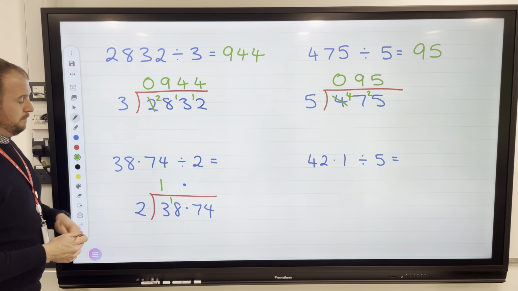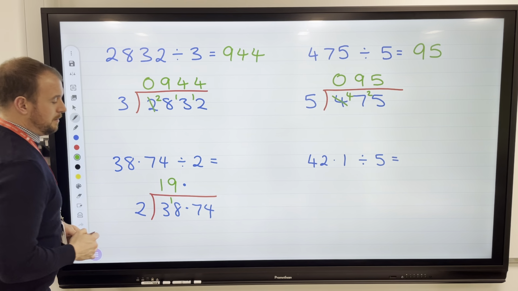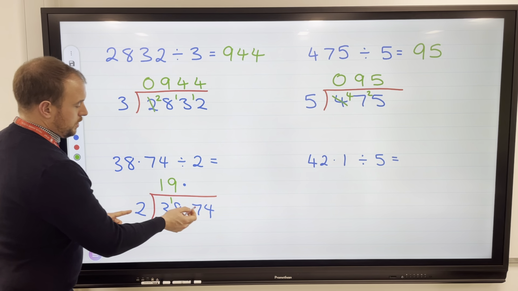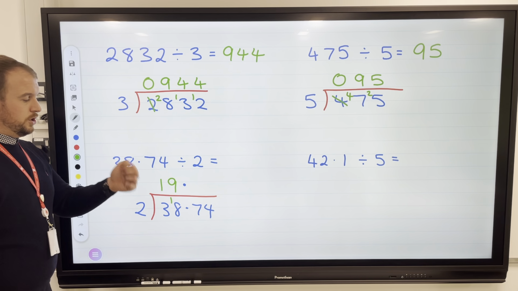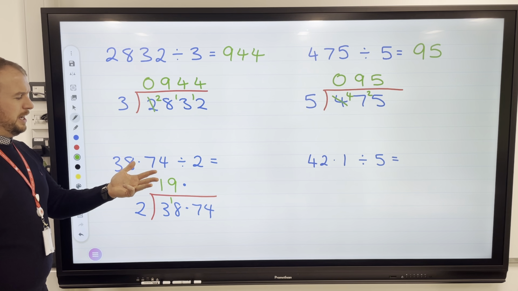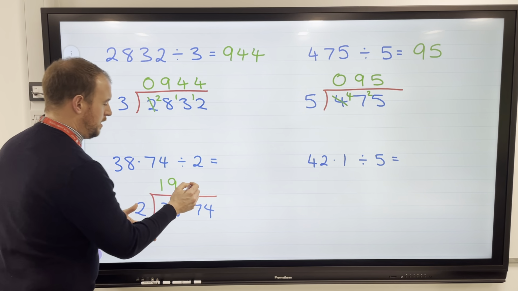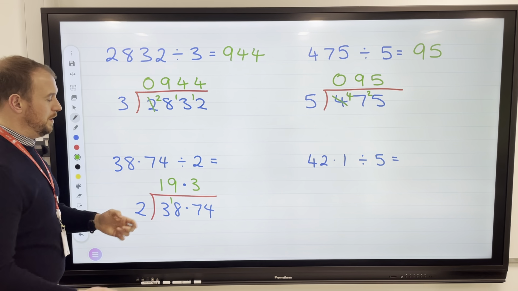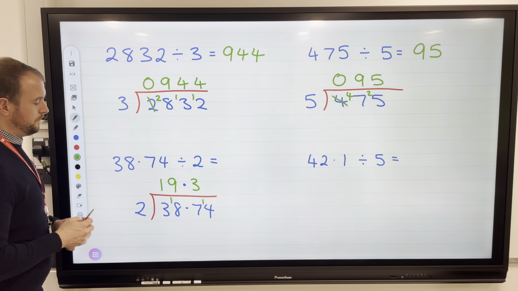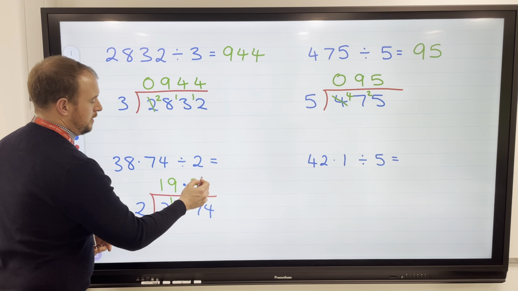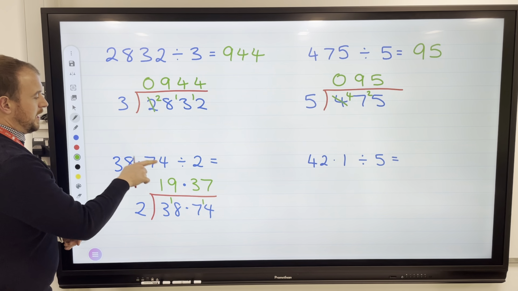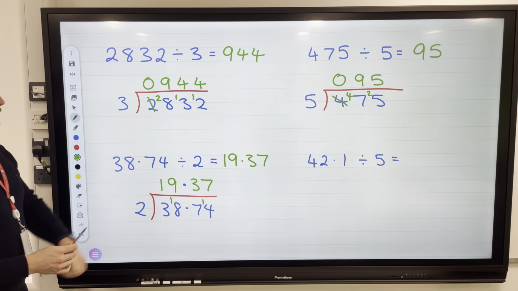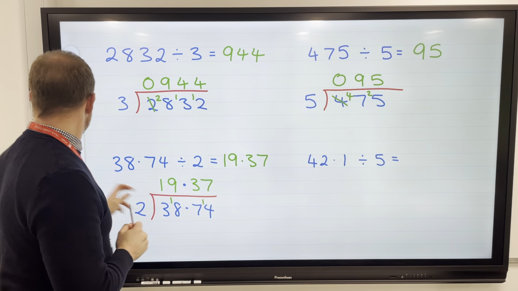How many 2s go into 18? 2 times table. You will realise that 2 times 9 is 18. There's no remainders, so let's just move on to our next number. Does 2 go into 7? Yes, it does. How many times? 2, 4, 6. Next one will be 8, which is too many. So 3. 2 3s are 6. How many left over to get to 7? To get from 6 to 7, we have 1. So that 1 goes in front of the 4. And then how many 2s go into 14? 7. So 38.74 divided by 2 is 19.37.